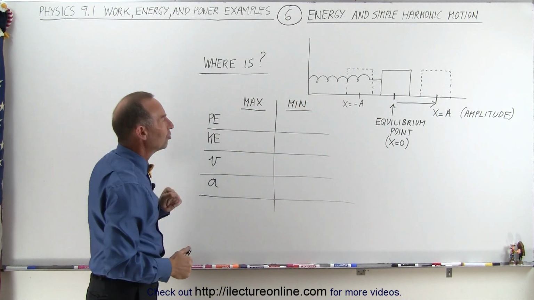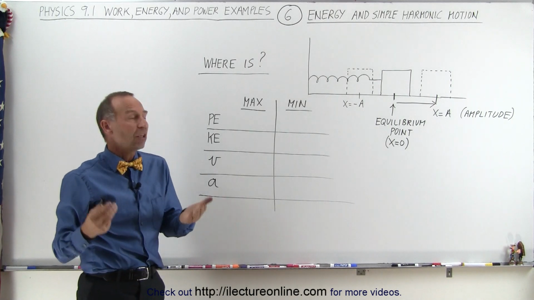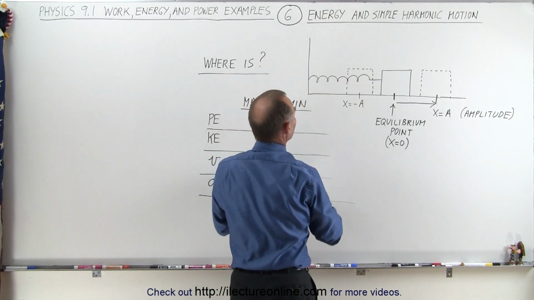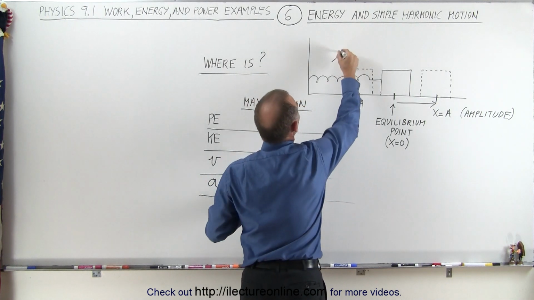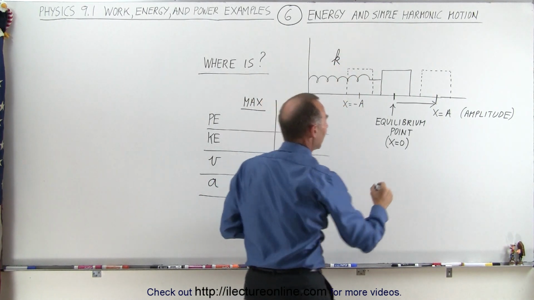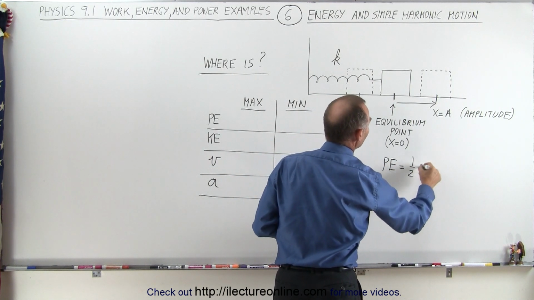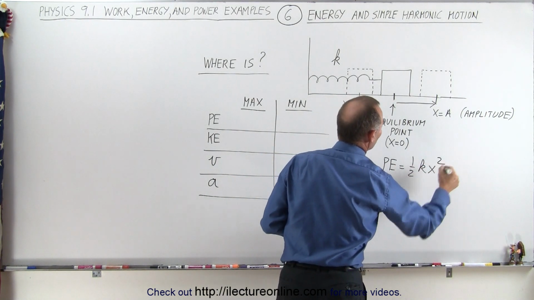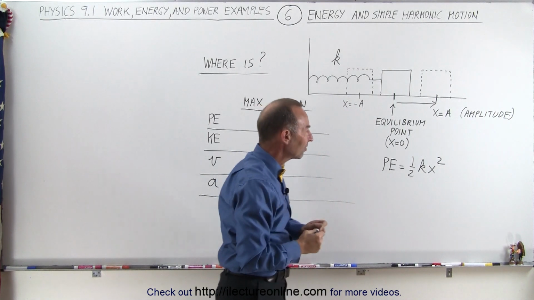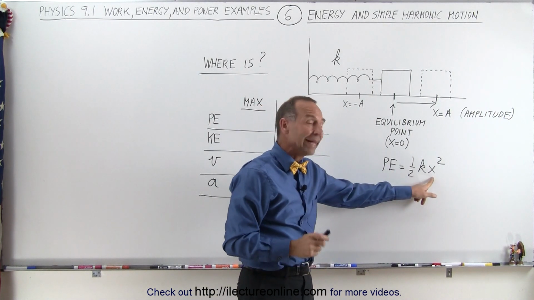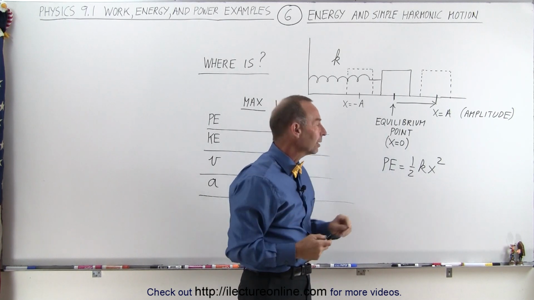Looking at the potential energy, where is the potential energy in simple harmonic motion? It is stored in the spring. The spring has a spring constant equal to k, and the potential energy in the spring is equal to 1/2 kx squared. So you can see that since k is a constant, the potential energy only depends on x, the displacement from the equilibrium point.